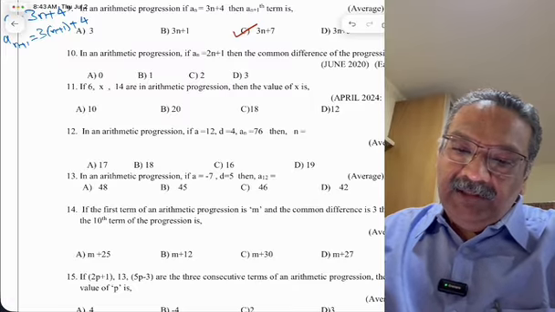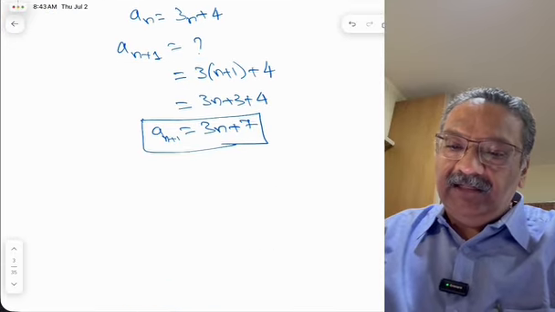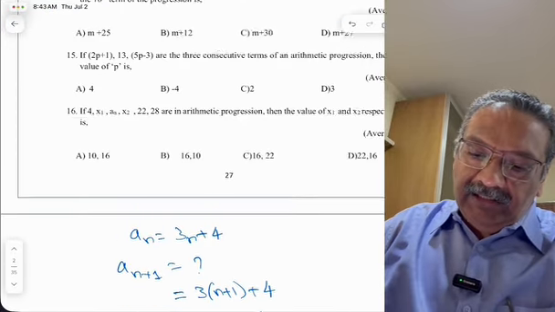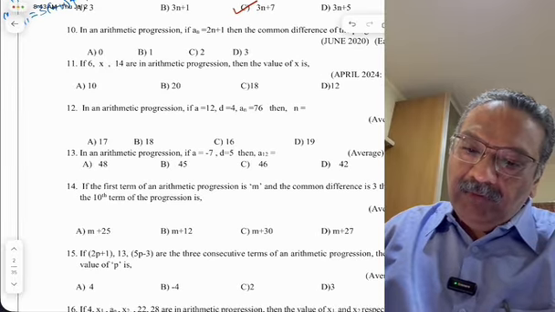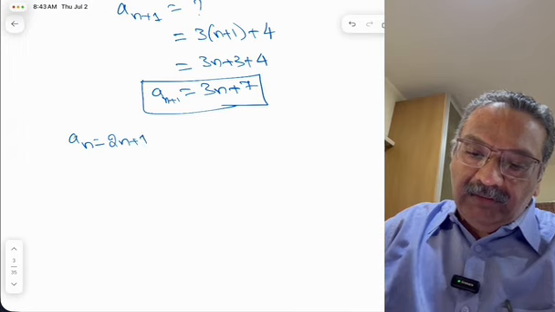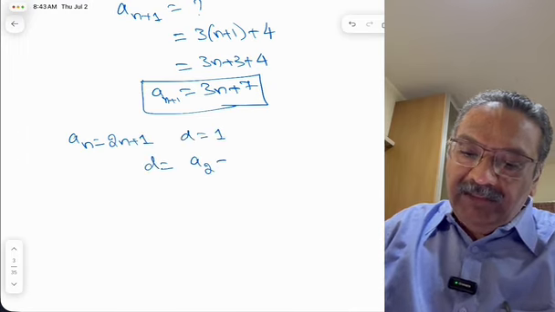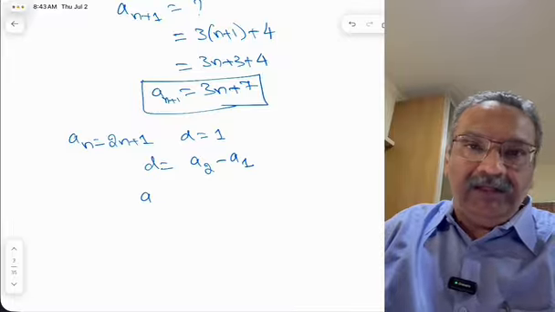In an AP, if an is 2n plus 1, then they have asked for the common difference. They have given an is equal to 2n plus 1 and they have asked d is equal to what? We can find D, d is a2 minus a1, correct?